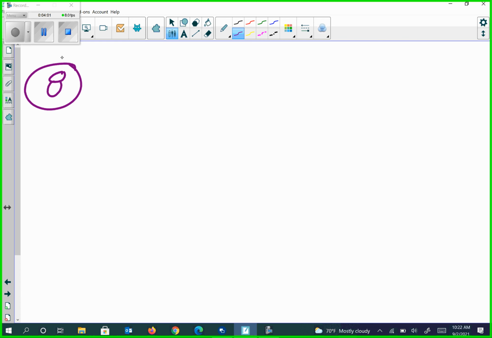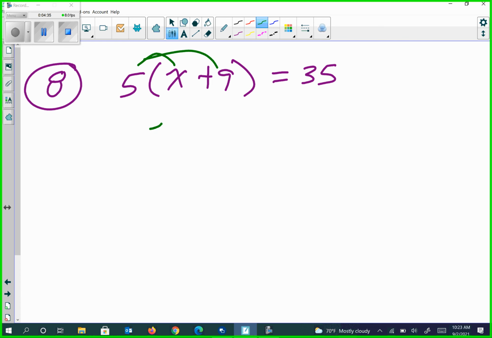All right. Number 8 says 5 times the sum of a number and 9. So 5 times the sum. So 5 times the sum of a number and 9 is 35. So 5 times the sum. And the reason I know that the sum has to be in parentheses is, hey, we have the sum of the number, and then I'm going to go 5 times that. So from this one, we can go ahead and distribute the 5. So I get 5x plus 45 equals 35.